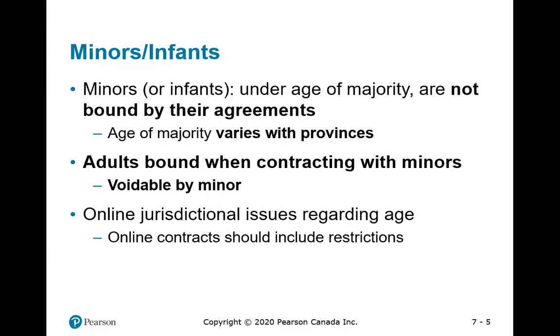So let's first look at minors, infants. We've discussed this already. What is the age of majority in BC? 19. What is the age of majority in Ontario? 18. So age of majority varies from province to province. We're focusing on BC. So if you have a question in your exam, a minor is anyone under the age of 19. Okay, so BC is our focus here.